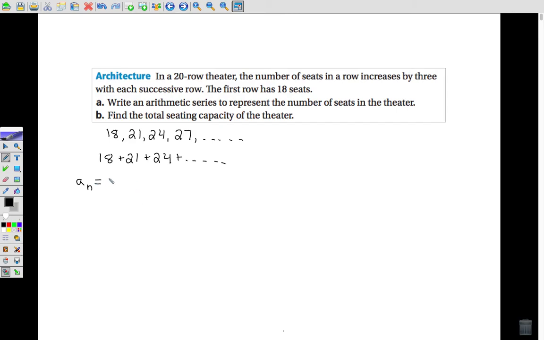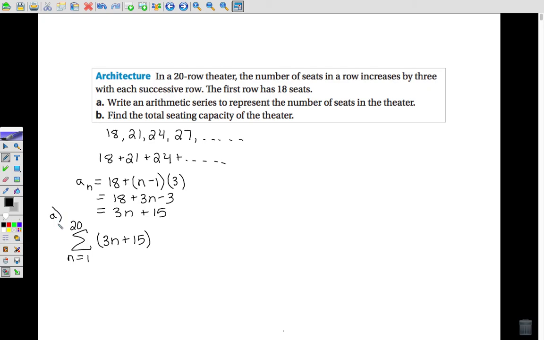It is arithmetic, so I can write it as 18 plus n minus 1 times the common difference. So that's 18 plus 3n minus 3. Our explicit formula is 3n plus 15. So this series, our explicit formula is 3n plus 15. We're adding up all the way from row 1 to row 20. So that's what it's asking us to do in the first part.